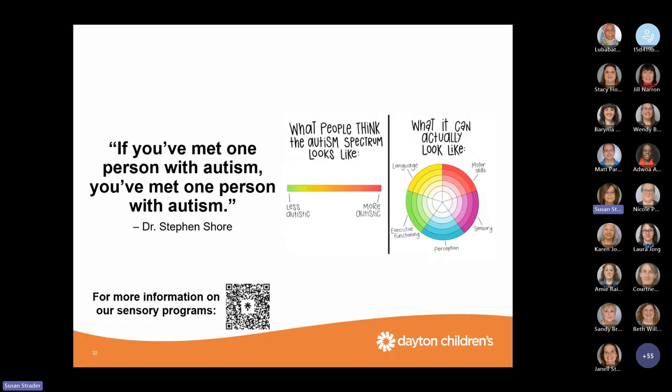And so I just want to leave you with, if you've met one person with autism, you've met one person with autism. If you've met one person with sensory processing differences, you've met one person with sensory processing differences. The graphic on the right side shows it's not less or more autistic. In each part of their life, each single sense, there's varying degrees, and we need to remember that. And if you want to know more about our sensory programs and what we've done, this is just a little QR code to send you to all those links because people do ask about it afterwards.